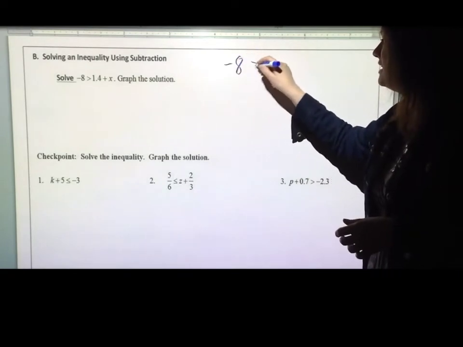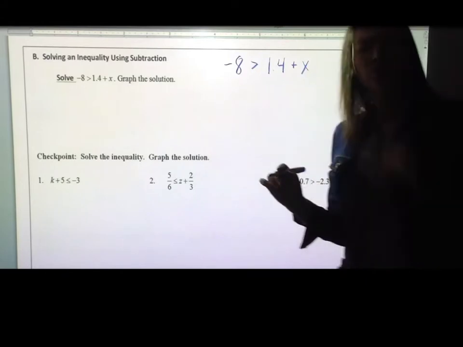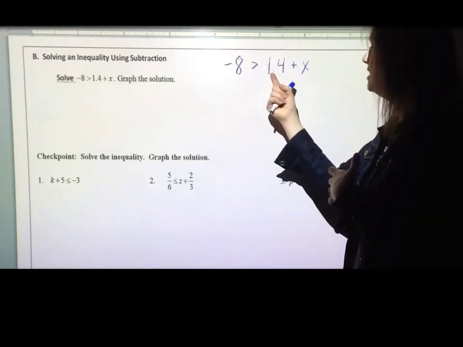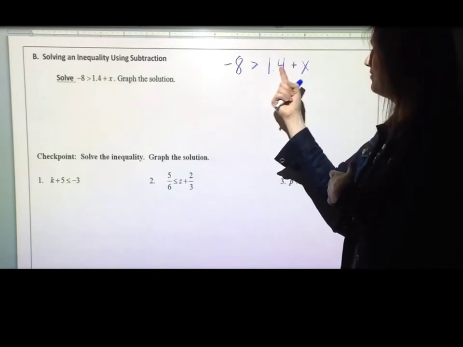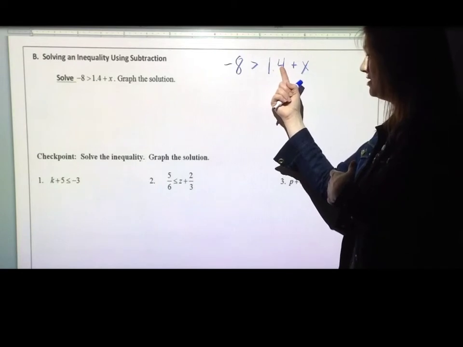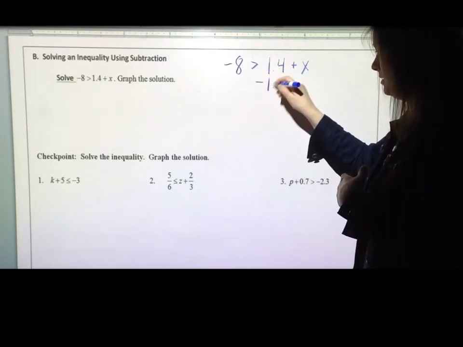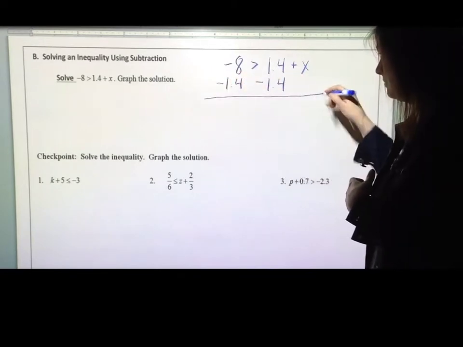Negative 8 is greater than 1 4/10 plus x. So I have to isolate this. You look at the side of the variable to be able to isolate. We have 1 4/10 being added to x. So I need to use an inverse operation, so I'm going to subtract the 1 4/10 from both sides of the inequality.